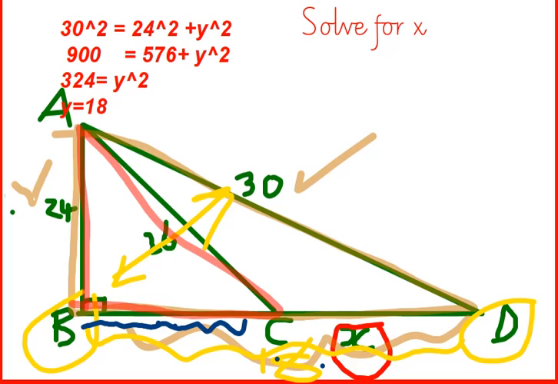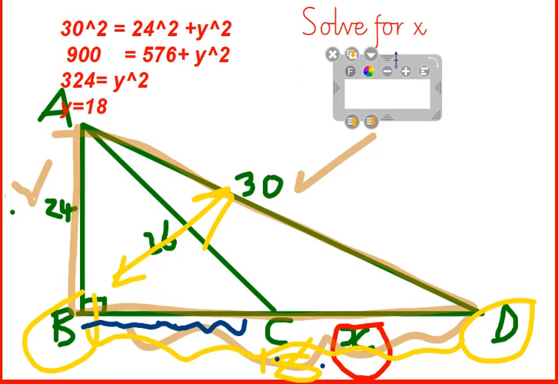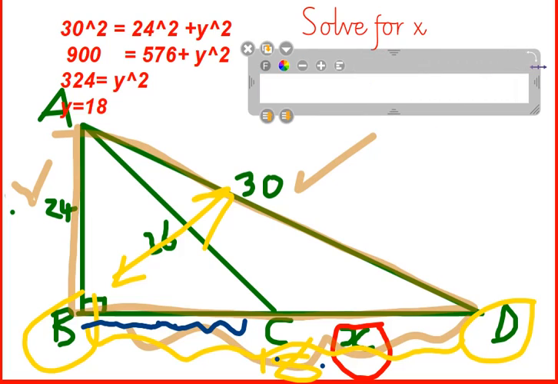So triangle ABC will help us get our x, or the distance in blue. Let's write that. Our hypotenuse in this case is 26. So 26 squared is equal to 24 squared plus the blue part, let's call it m squared.